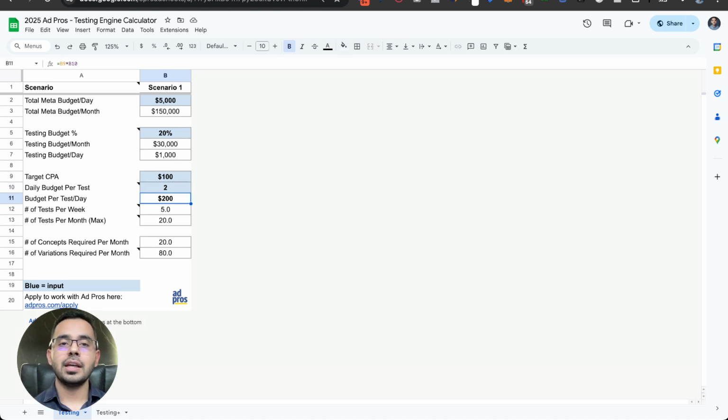And so in this case, because you're spending $5,000 per day total, 20% of your budget is on testing. That means you're spending $1,000 a day on testing. Your target CPA is $100 and your budget per test is 2x your multiplier. So that means you have $200 per day per test. And that means that you can run 5 tests per week or 20 per month.